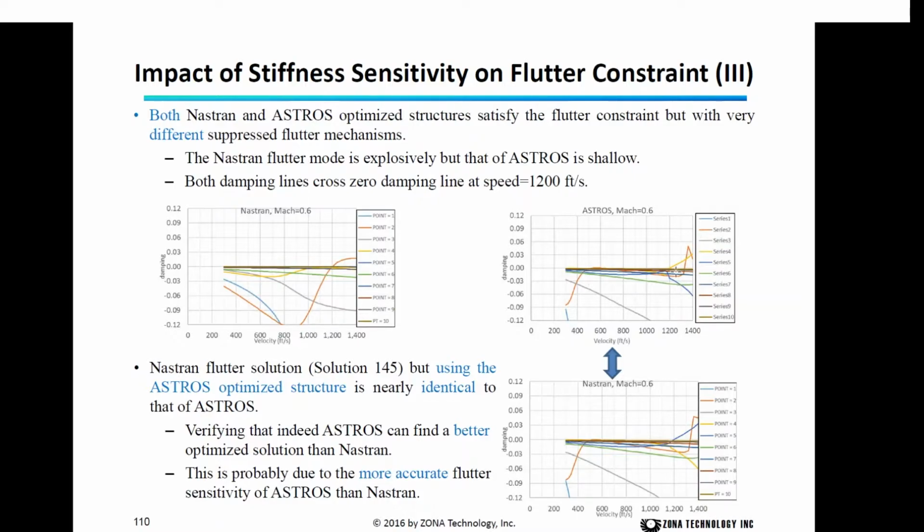Okay, so the question is whether the ASTROS designed structure is correct or not. We plug the ASTROS optimized structure into Nastran flutter Solution 145, and use 145 to compute the flutter solution. It is nearly identical to ASTROS. So this verified that the ASTROS optimized structure is the optimum structure, because it gives a much lighter weight than Nastran.